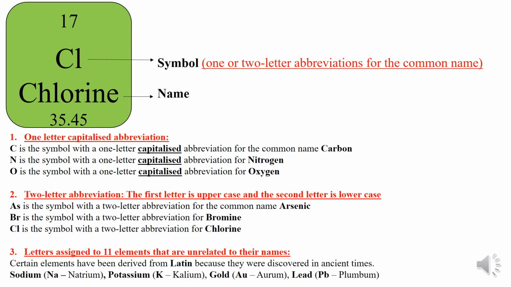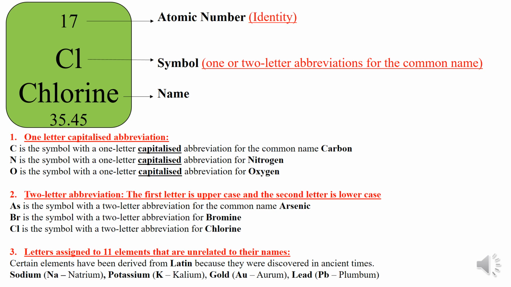For example, sodium symbol is Na because its Latin name is natrium. Potassium element symbol is K because its Latin name is kalium. And for gold, symbol is Au, derived from Latin name aurum. And element lead, symbol is Pb, derived from the Latin name plumbum. So this is about the symbol of the element.